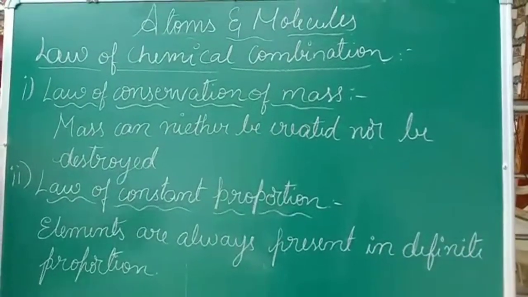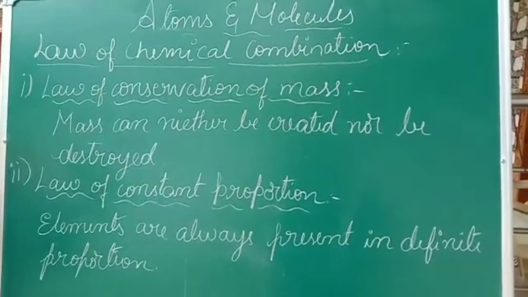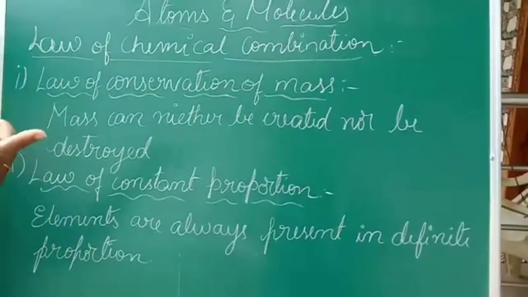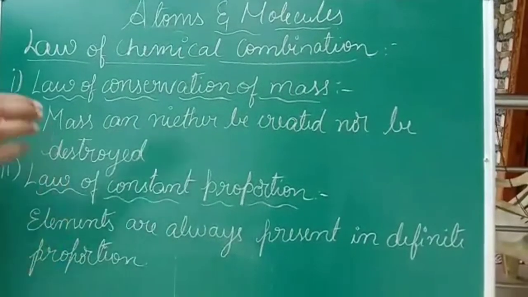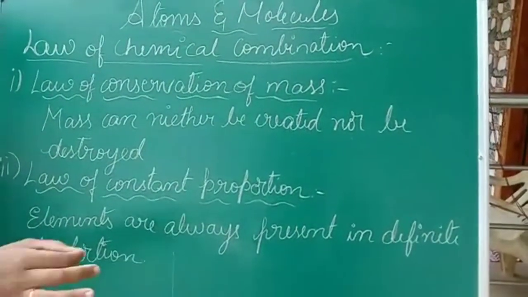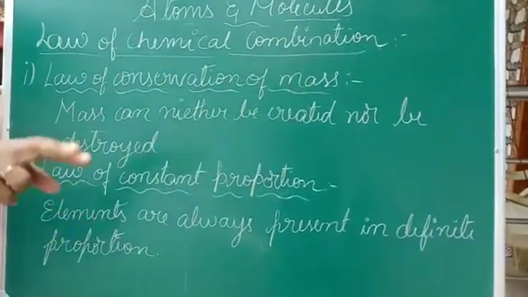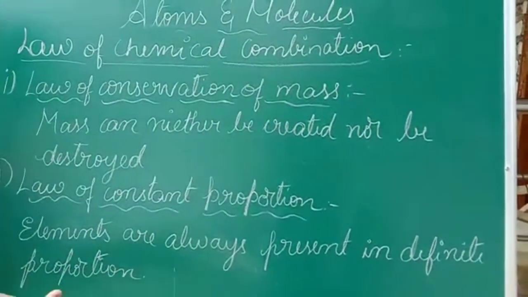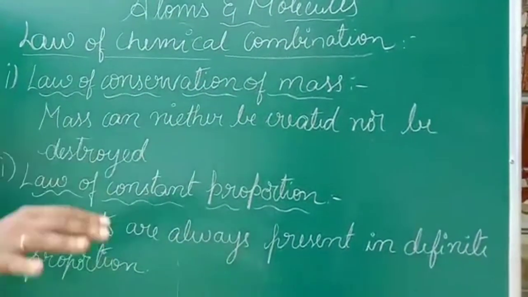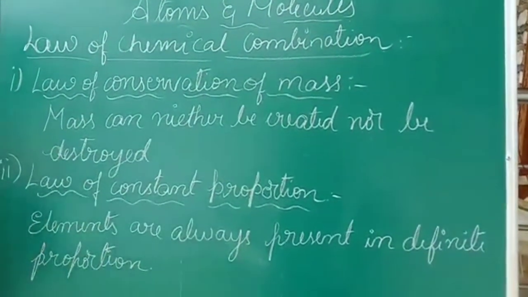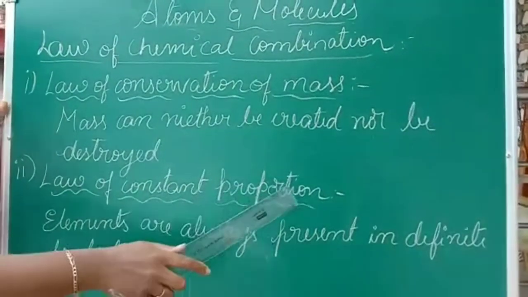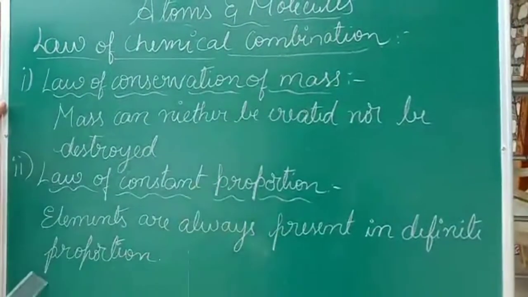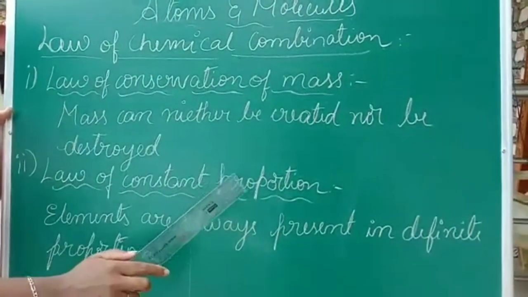For example, for carbon you require 6 atoms, or for nitrogen you require 7 atoms. If carbon requires 6 atoms, that is a fixed proportion. You cannot add 7 for that. If you add 7, it doesn't become carbon, it becomes something else. So you have a definite, fixed ratio, a fixed proportion. That is called the law of constant proportion. I repeat, elements are always present in definite proportion. That is the law of constant proportion.